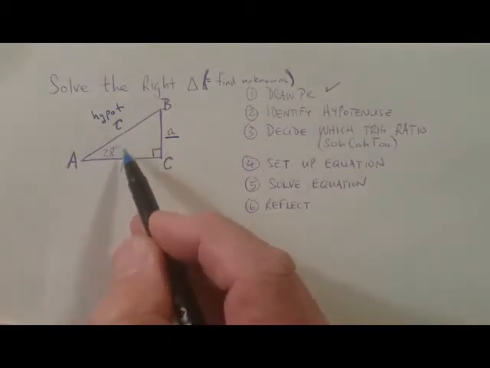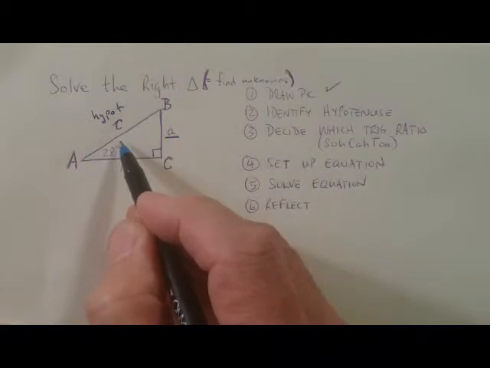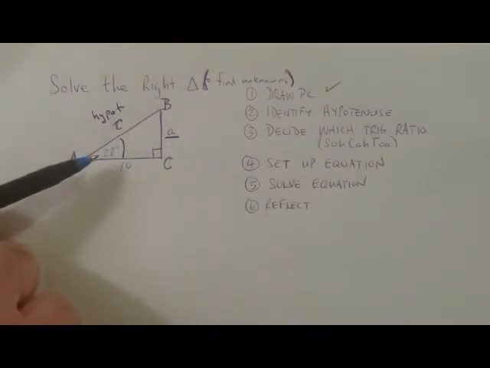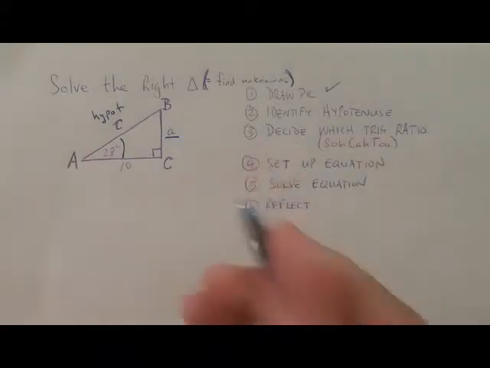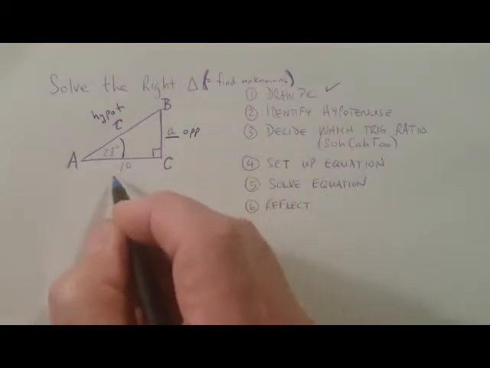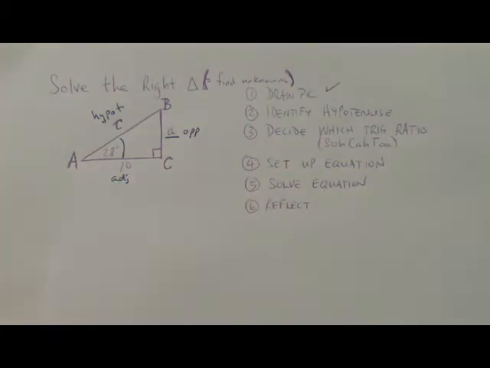Now I have the 28 over here with the A. Angle A is 28 degrees. And when I say opposite, it basically points to the opposite. Your acute angle will point to the opposite. So this is the opposite, which leaves us with the adjacent down here.